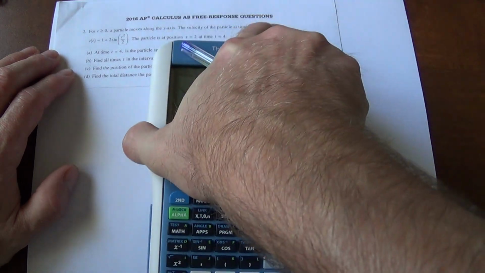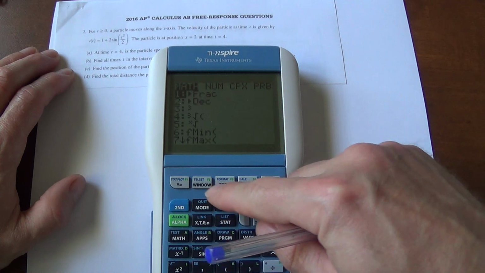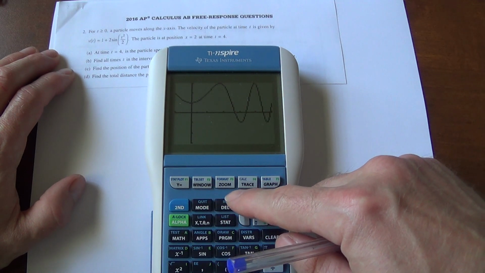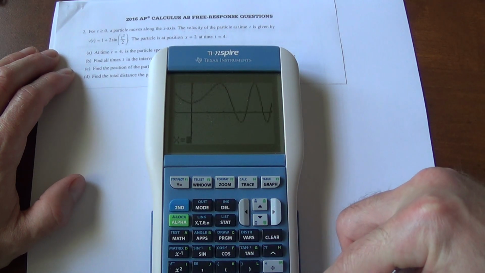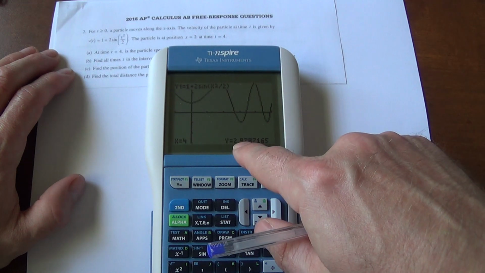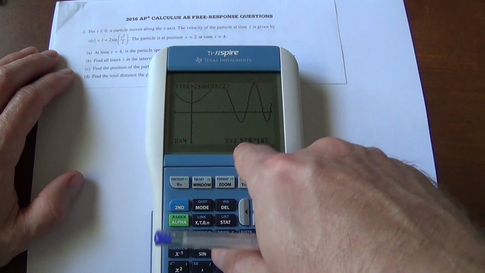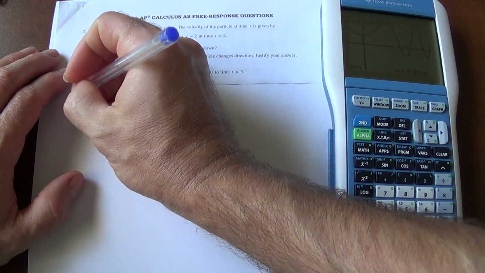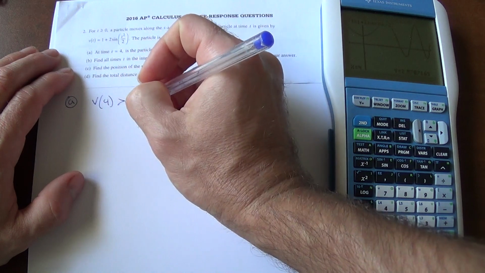So this is the graph of velocity, and we can evaluate this if you hit second calc. We can calculate the value at x equals 4. We're going to get that value. It is not asking for a specific value. The important thing here is that it's positive. So we know that for part A, the velocity of 4 is greater than 0.